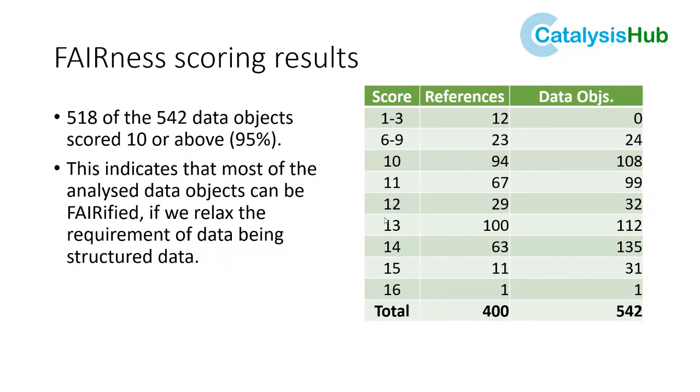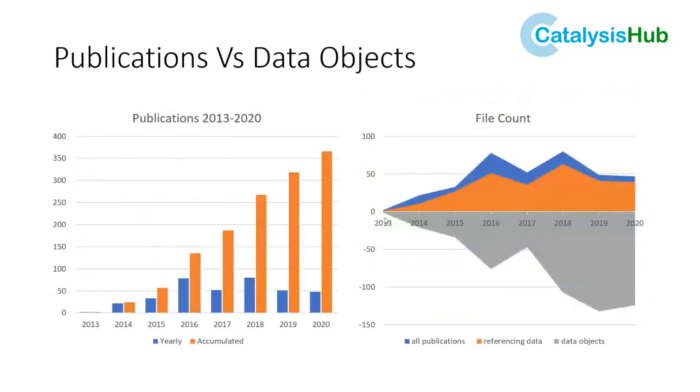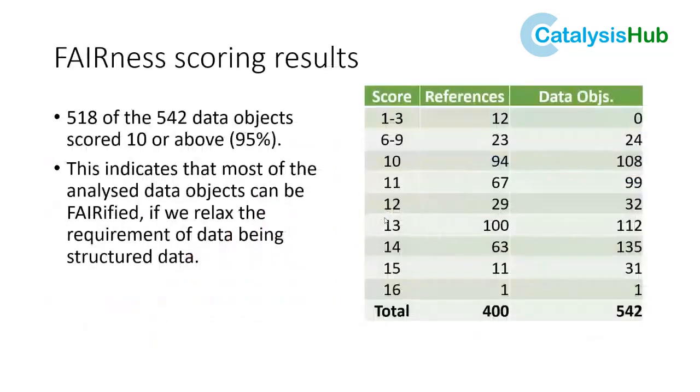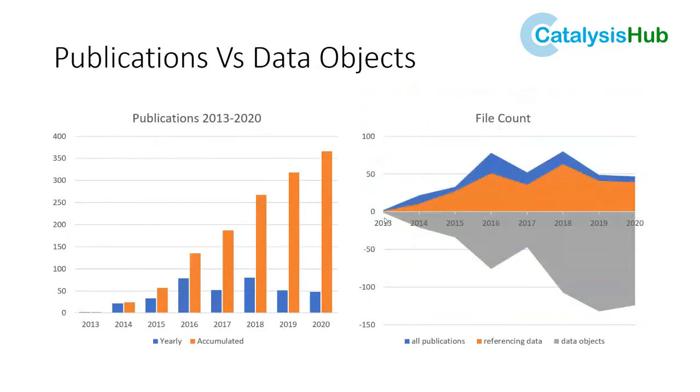Most of them could be made fair. We also think that, but the main issue is the type of data they are sharing. And as Ian pointed out in his presentation, most of the data is supplementary data, or is shared in PDF form. That means it's not really easy to reuse or interoperate with this data.